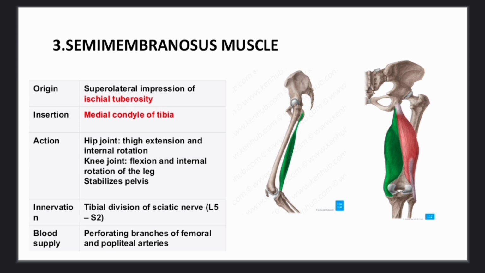It originates from the ischial tuberosity and inserts on the posterior part of the medial condyle of the tibia. Actions are: at the hip joint, thigh extension and internal rotation of the thigh; at the knee joint, flexion of the leg and internal rotation of the leg when the knee is flexed. It also helps to stabilize the pelvis during movements. Innervation is by the tibial division of the sciatic nerve, and blood supply by the perforating branches of the femoral artery and branches of the popliteal artery. This semimembranosus muscle lies deep to the semitendinosus.